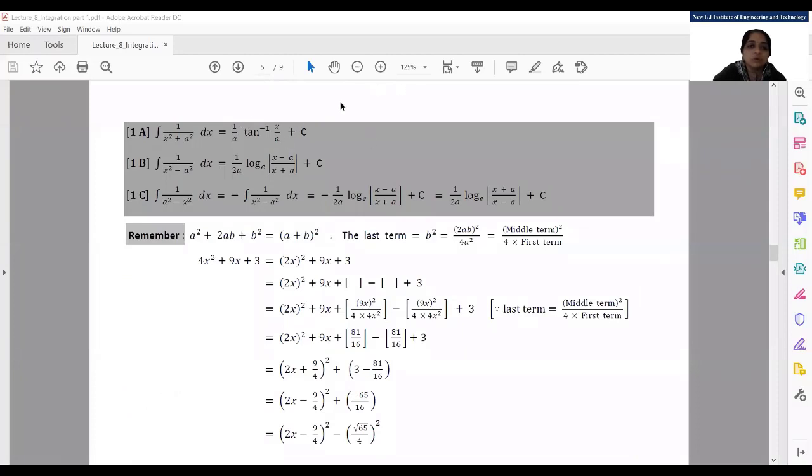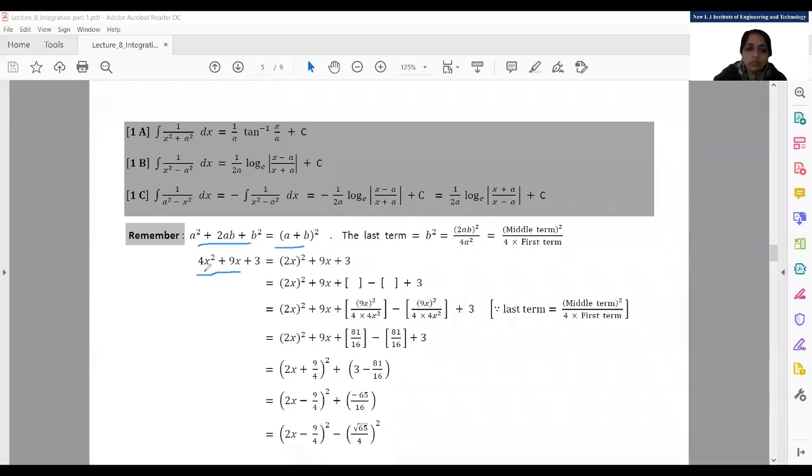Students, before going to this formula, apply this trick for the example. If you are given any quadratic expression, that is a square plus 2ab plus b square, then you keep this expression in the form of a plus b whole square. But if you have a quadratic which cannot be directly written in the form of a plus b whole square, at that time you first have to find the last term with the help of this formula, then you adjust the last term, and then you write it in the form of a plus b whole square.